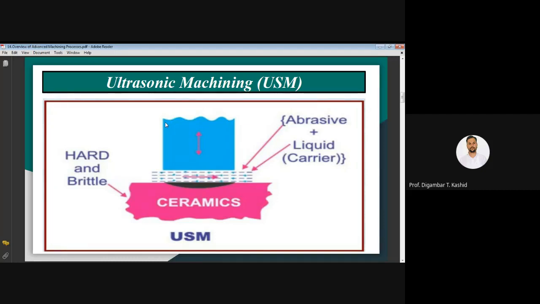Okay, now in this slide you can see the tool in this process. What tool are we using? Don't consider it like a conventional tool. There will be one tool holder. The tool we are going to use in ultrasonic machining is going to vibrate at an ultrasonic frequency. Now, ultrasonic frequency means how much? More than 20,000 hertz.